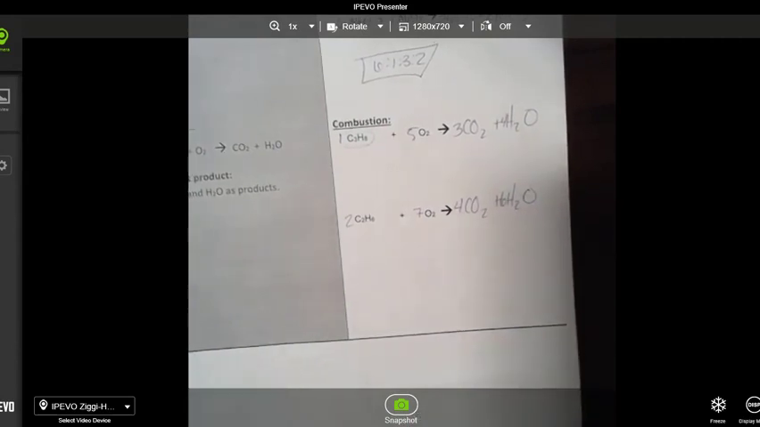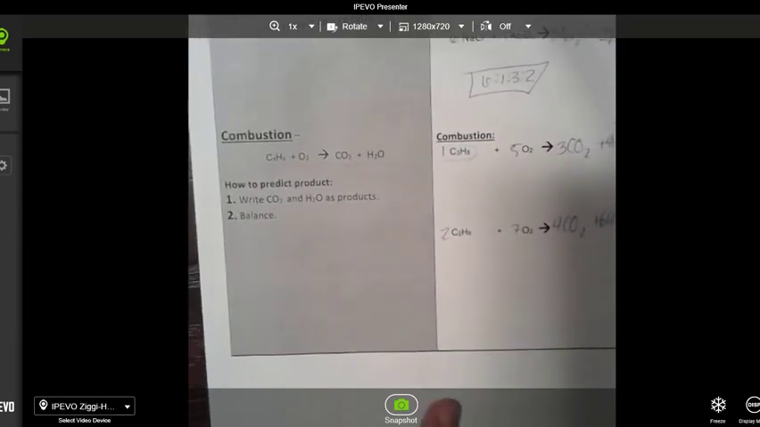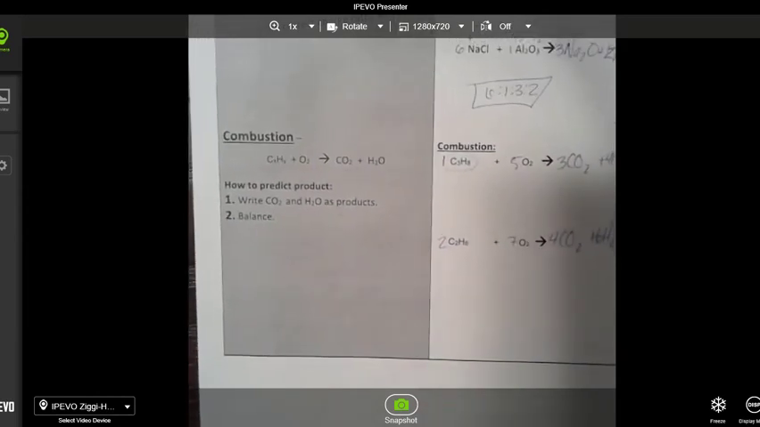All right. So that's predicting products. That's how you do that. It's pretty easy. So I'm going to ask you to follow your calendars and only do the odds for the worksheets that are on your calendar for that day, or not the odds. So if you're in an odd class period, you're going to do the odds. If you're in an even class period, you're going to do the evens.